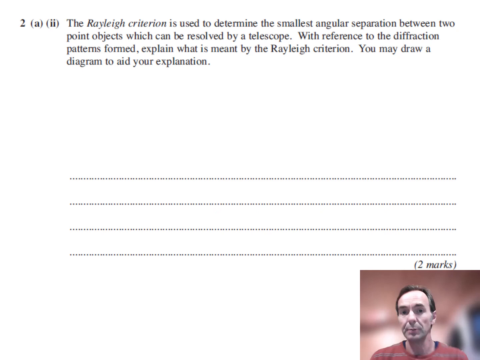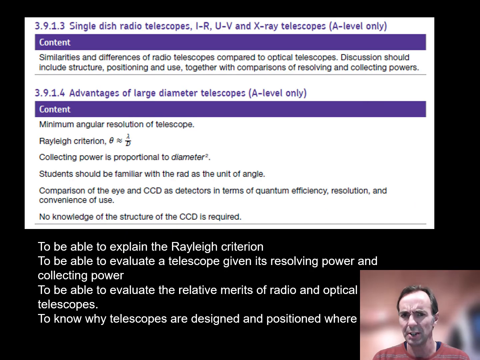And then, of course, the Rayleigh criterion is used to determine the smallest angular separation between 2-point objects when resolved by a telescope. Perfect definition. With reference to diffraction patterns, Rayleigh criterion. So you've got to be able to mention the fact that you've got these overlapping patterns. One pattern is exactly, the maximum of one coincides with the minimum of the other, and the angle, of course, is the difference between those two peaks, between those two objects. Only 2 marks for that, pretty stingy.